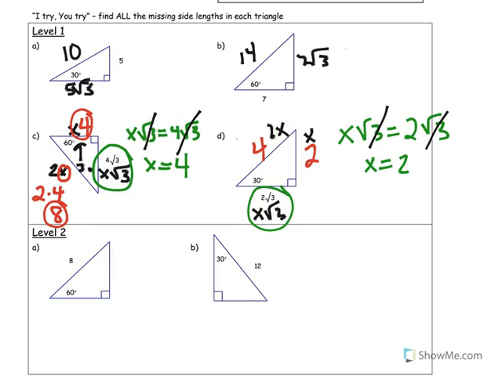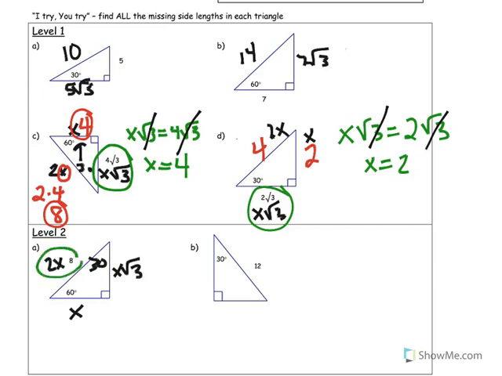All right? All right, so let's move up to level 2. So A and B. It's a 30, 60, 90 triangle. Find that 30-degree angle first. I always like to do that because across from the 30-degree angle is the x, across from the 60 is the x root 3, and then I have the 2x.